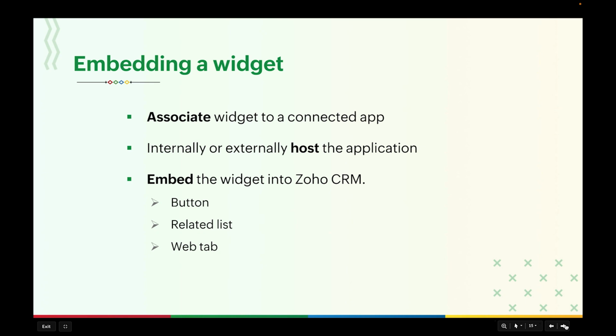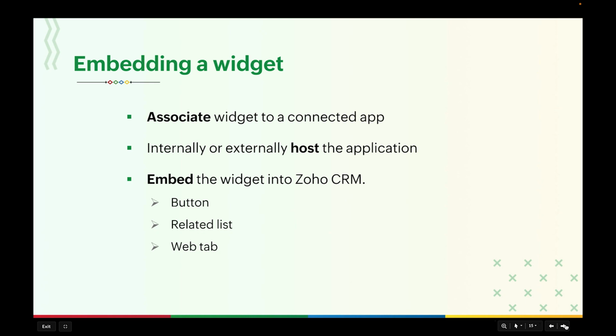Let me explain the internal and external hosting options in detail when I go to the Zoho CRM developer platform. So first we'll be associating the widget as a connected app in the extension. Then we'll be choosing either the internal or external hosting option. And then finally, we would have just associated the widget as a connected app in the extension, but in order for that widget to appear in Zoho CRM, it will have to be embedded in one of the components in CRM, right?